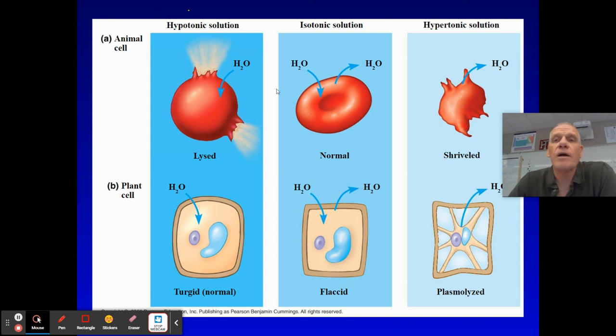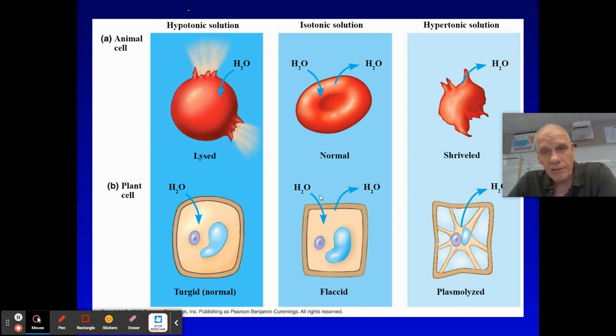Now, if you put a red blood cell, an animal cell, into a hypertonic solution, one that has lots of solute, so there's more solute in the environment than there is inside the cell relatively, water will move out of the cell into the hypertonic solution. And that will cause the cell to shrink and shrivel.